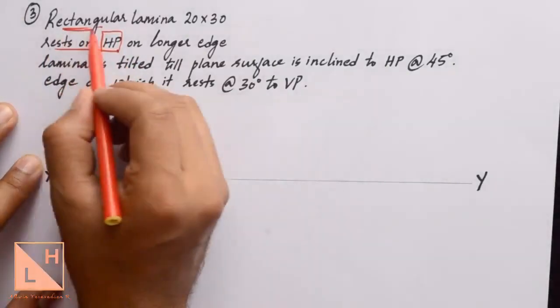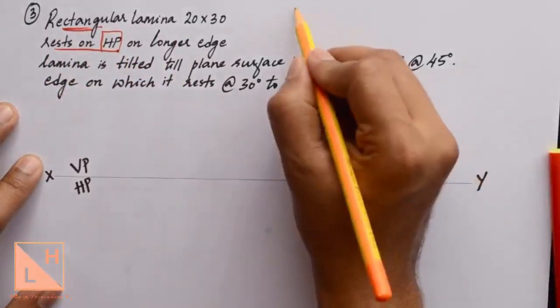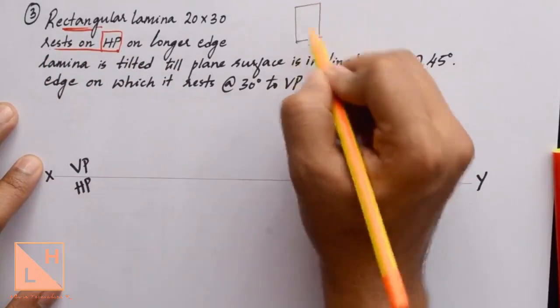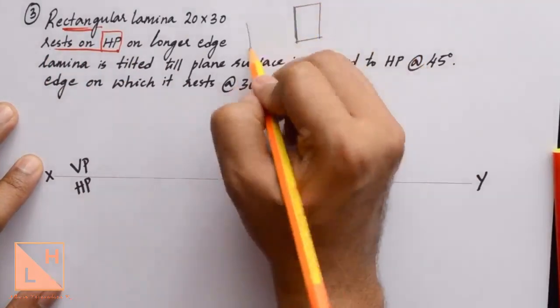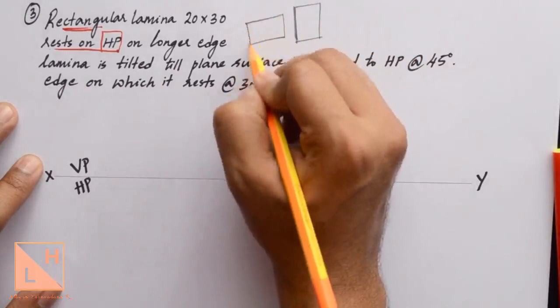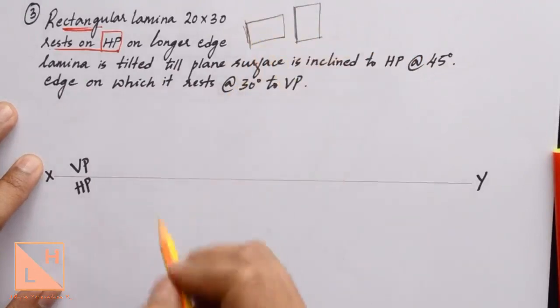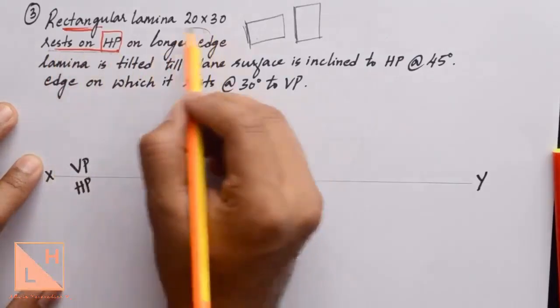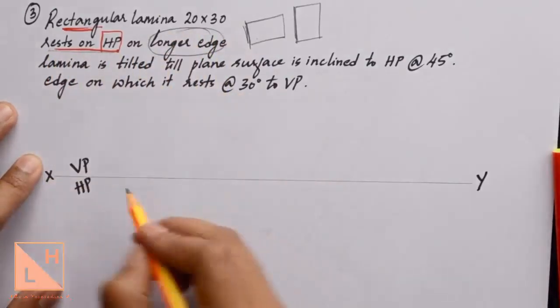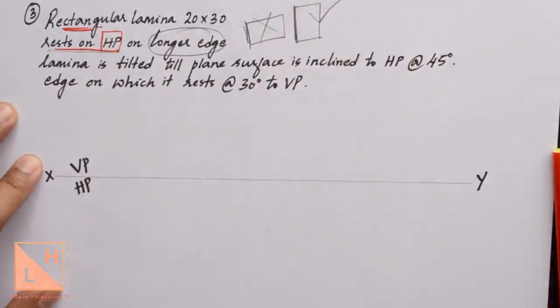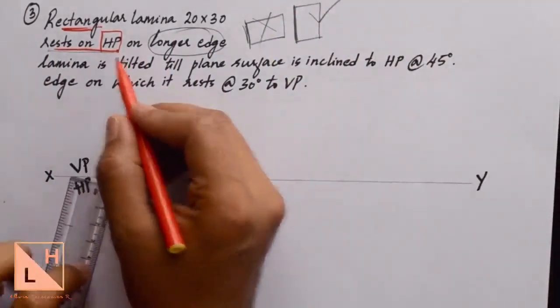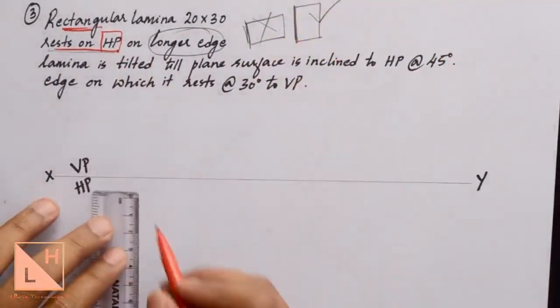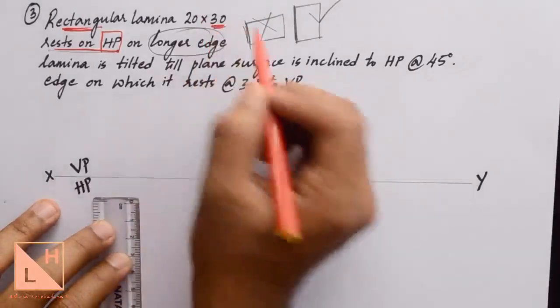Now remember, since it is a rectangle, once again I tell you, you can draw the rectangle in two ways, either keeping the longer edge as vertical, or in another way, keeping the shorter edge as vertical. Which one are you supposed to do? See the question, it is resting on HP on one of its longer edges. In the first position, we'll draw it on HP such that the longer edge is vertical. Longer edge dimension is 30 millimeters.